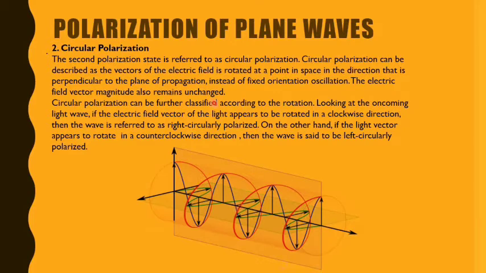Circular polarization can be further classified according to the rotation. Looking at the oncoming light wave, if the electric vector of the light appears to rotate in a clockwise direction, then we say right circular polarization has happened. On the other hand, if the light vector appears to rotate in the counterclockwise direction, then the wave is said to be left circularly polarized. So if the electric field of the light appears to be in the clockwise direction, then it is right circularly polarized, and on the other hand, if it is anti-clockwise, then it is left circularly polarized.